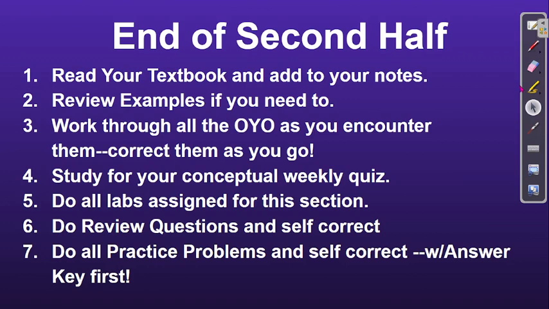And this completes the second half of Module 13. Read the textbook, add to your notes, review examples if you need to, do all on your own, correct them as you encounter them so you don't make the same mistake over and over, study for the quiz. No labs this week. Review questions, self-correct. Practice problems, use the answer key first, try again, and then check to see how it's done if you still don't get it. Please ask me questions during the week, and then I'll see you on Friday for our Zoom meeting. Have a good week.